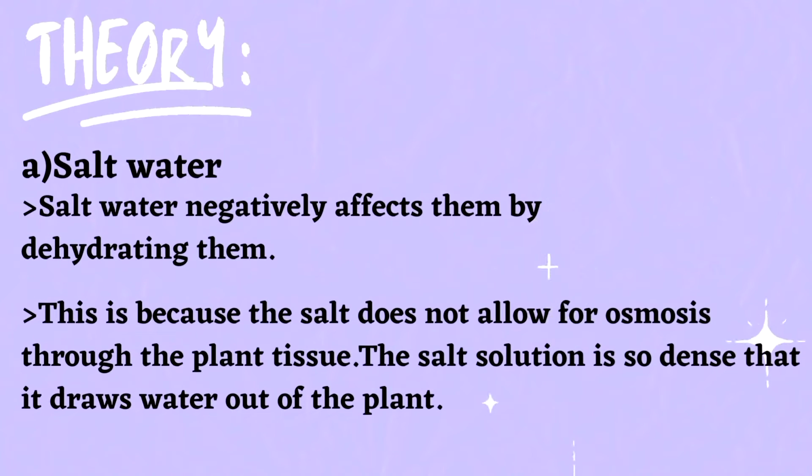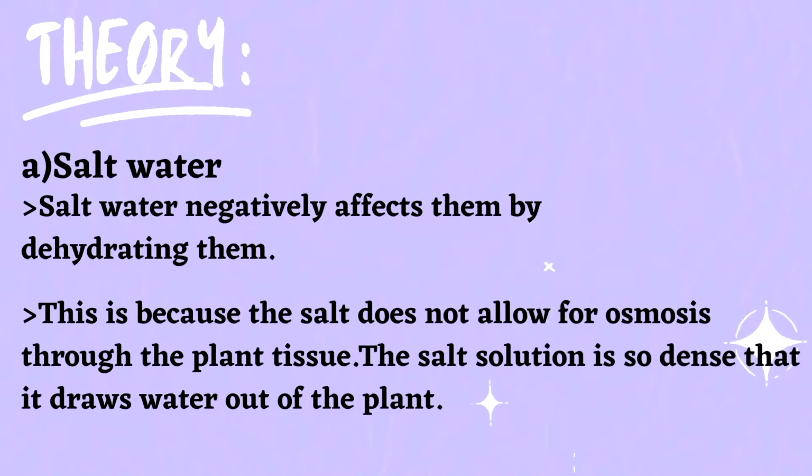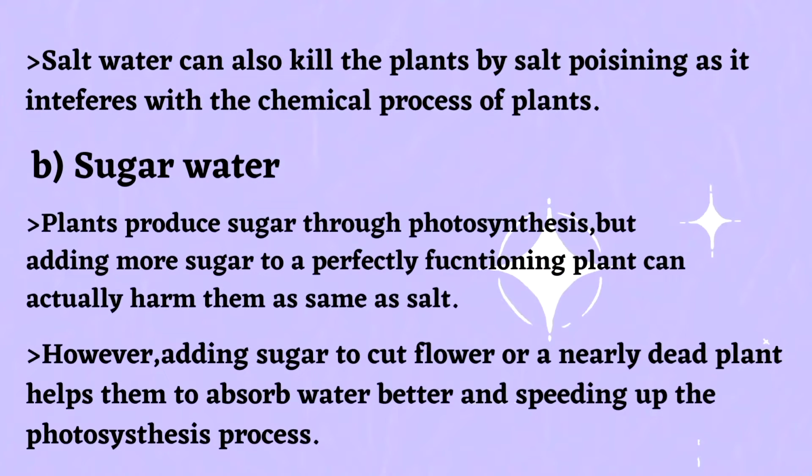Now we proceed to theory. A. Salt water. Salt water negatively affects plants by dehydrating them. This is because the salt does not allow for osmosis through the plant tissues. The salt solution is so dense that it draws water out of the plant. Salt water can also kill the plants by salt poisoning, as it interferes with the chemical process of plants.